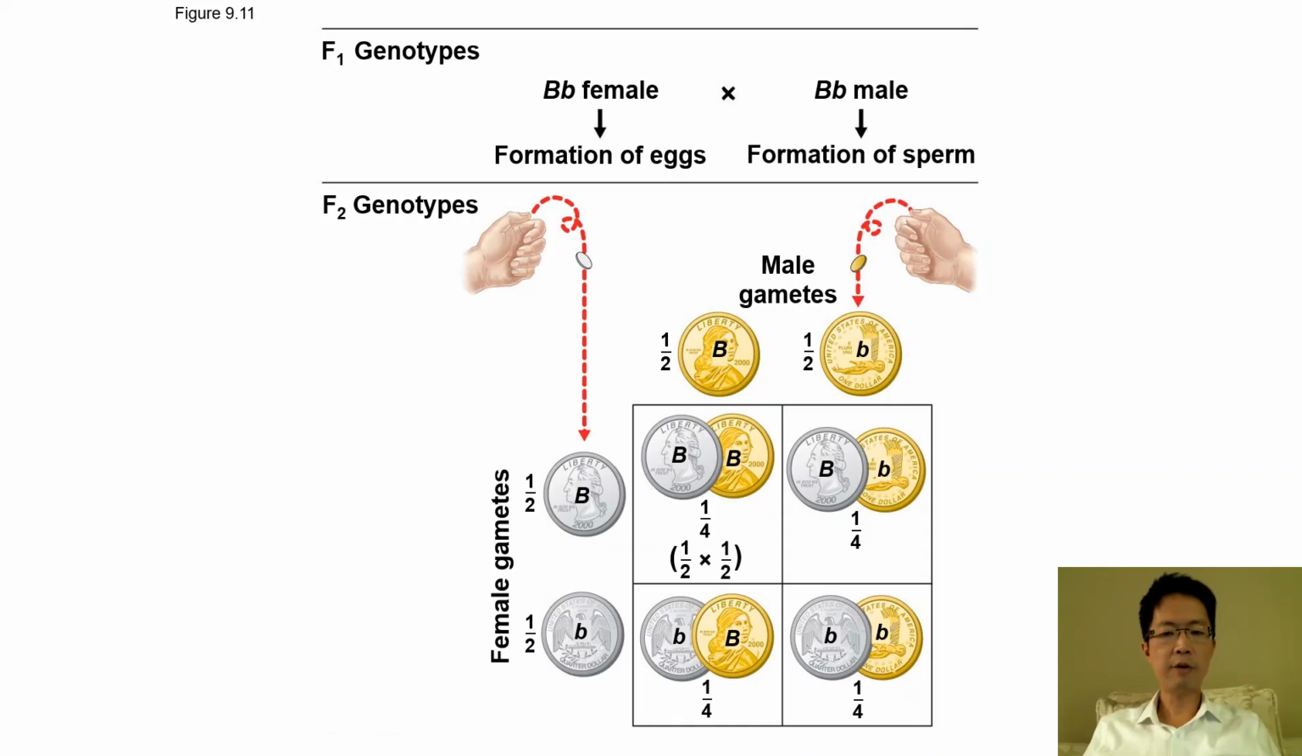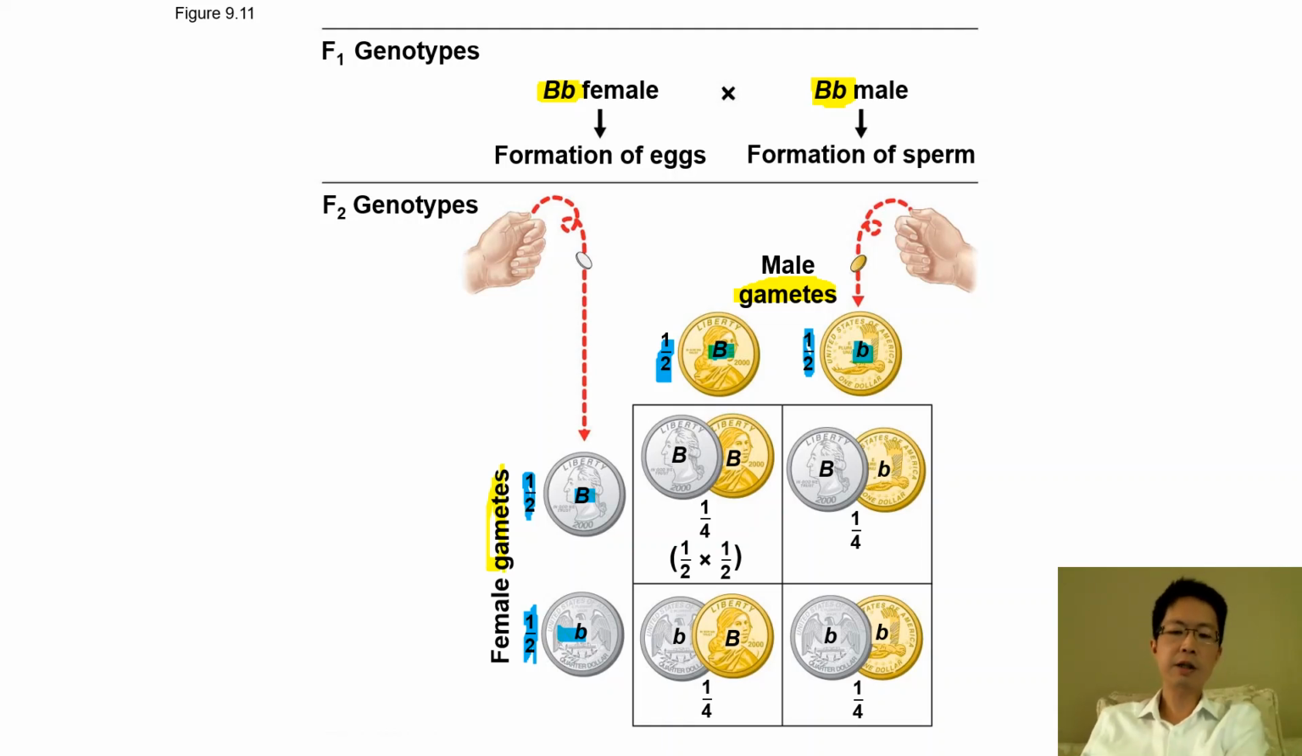So remember, let's say you have the F1 generation. You have a big B, small b, heterozygous dominant female, and a heterozygous dominant male. Again, the sperm on top, the eggs on the side. For the sperm, you have 50% of the chance to get the big B sperm, and 50% of the chance to get the small b sperm. Similarly, for the female, you have 50% of the chance to get the big B egg, and 50% of the chance to get the small b egg.